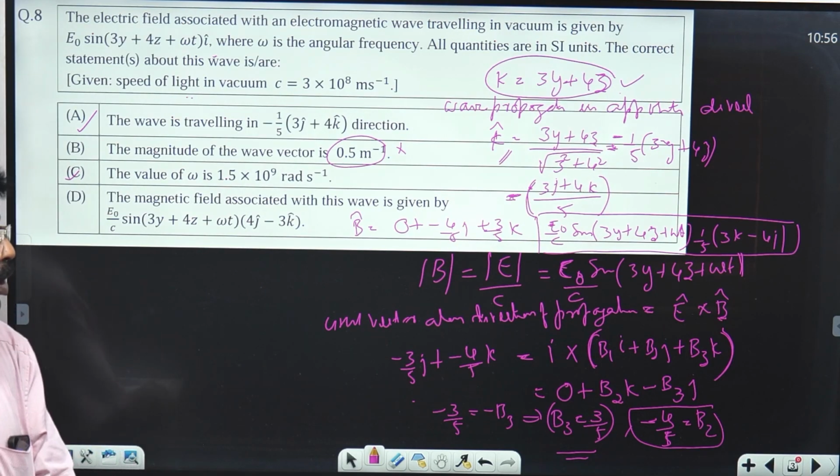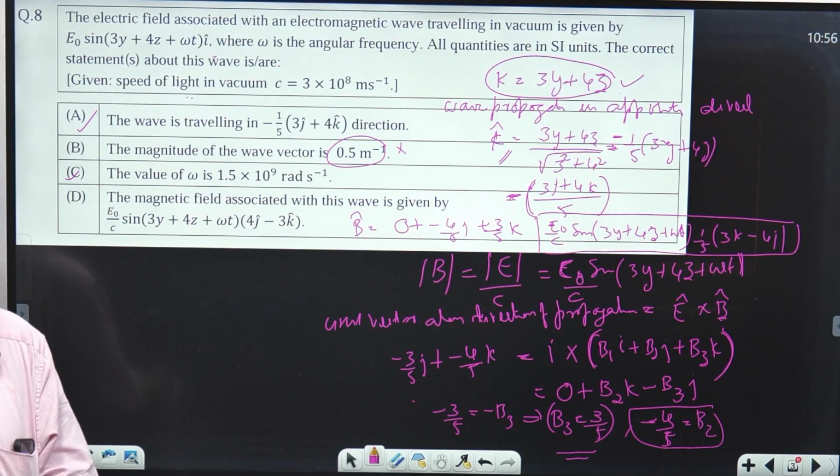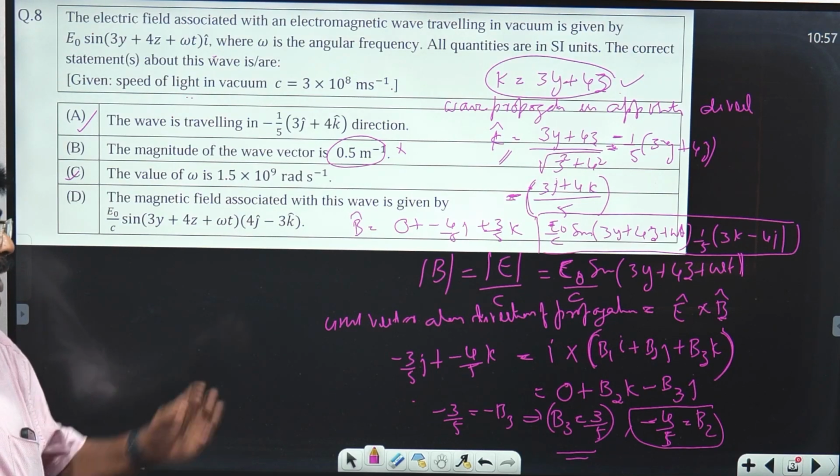So that's for this question 8. In these questions, we have to work out each option, so it will take some time. But the level of difficulty is not that much compared to other problems. But we have to go behind each problem. Okay, that's all about it.